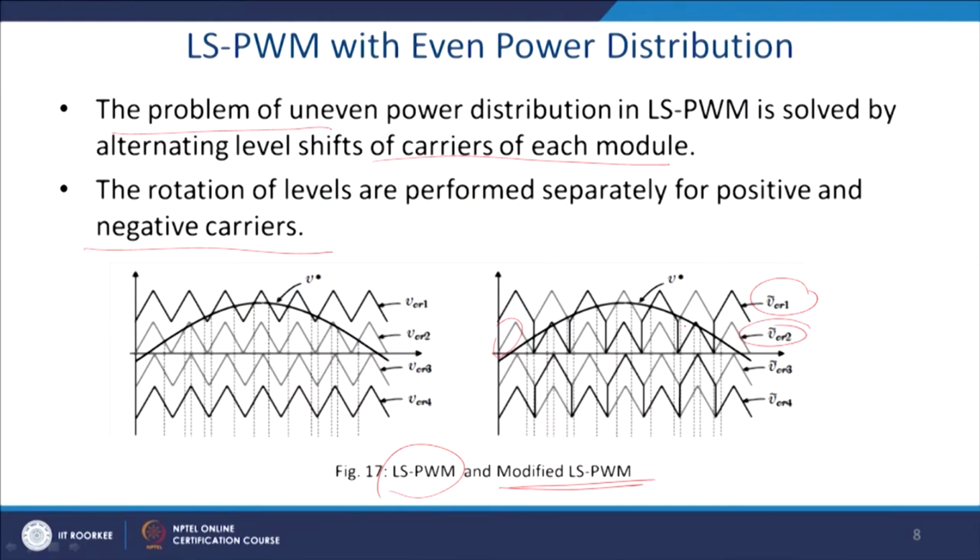Same is repeated in the negative half cycle. This is carrier wave 3, the gray one, and the dark one is carrier wave 4. So, this will go up, again come down, again go up, come down, like that, to equalize the losses, conduction as well as switching.